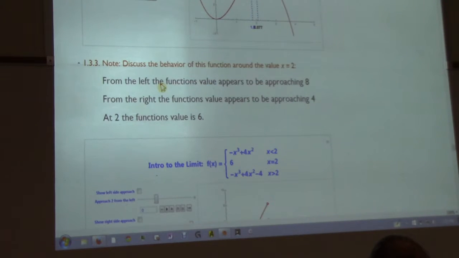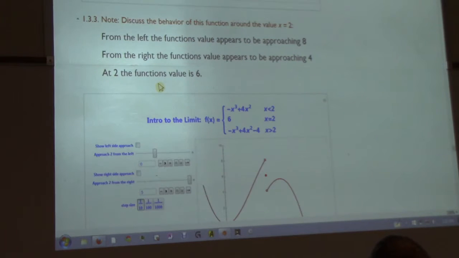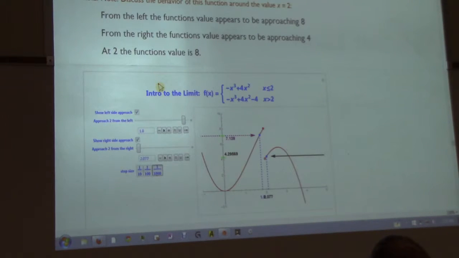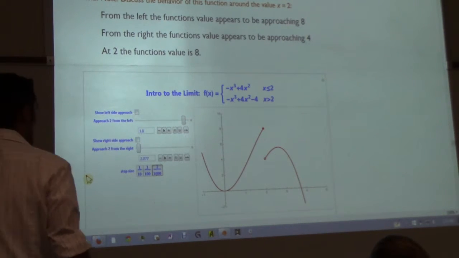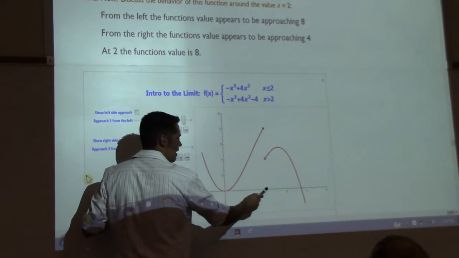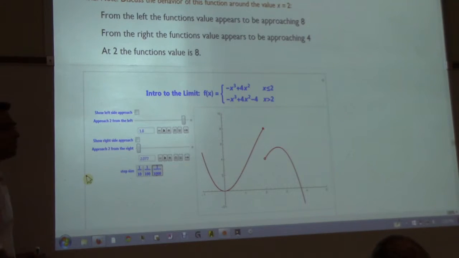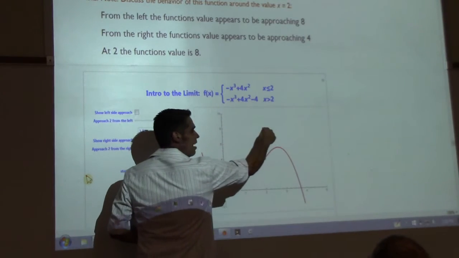So I draw a new one for you. Hold on. I forgot to talk about something here. I forgot to ask you the college algebra question. What is f of 2? What's the actual function's value at 2? It's 8. Because the solid dot, right?